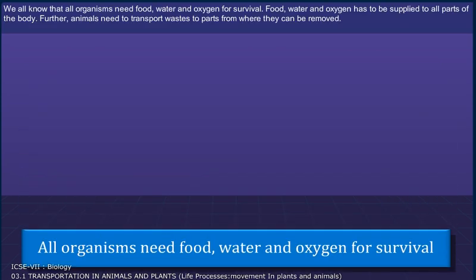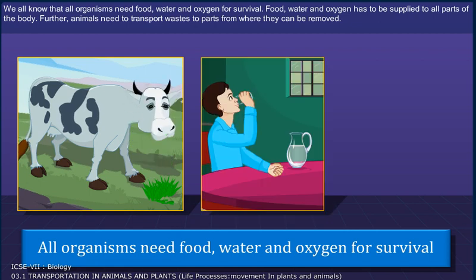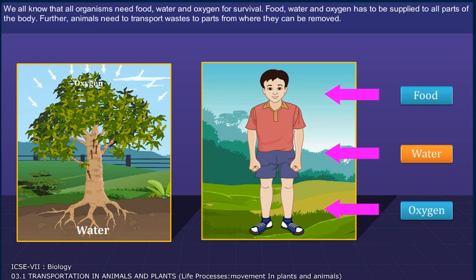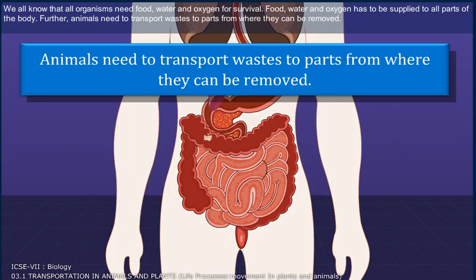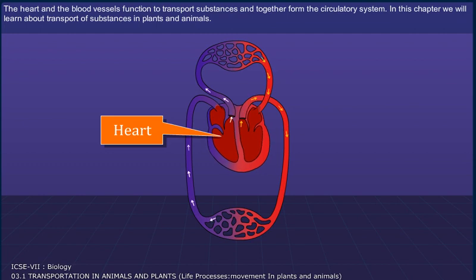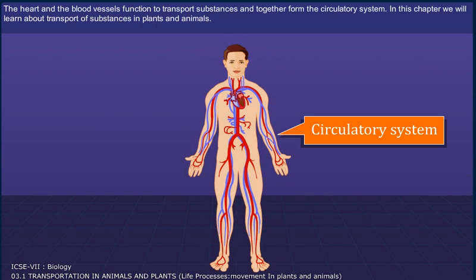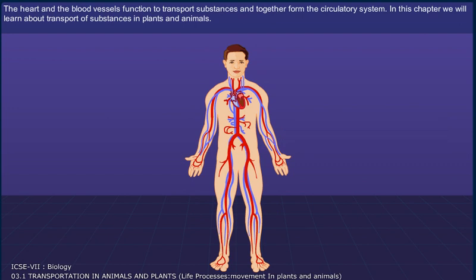We all know that all organisms need food, water, and oxygen for survival. Food, water, and oxygen have to be supplied to all parts of the body. Further, animals need to transport wastes to parts from where they can be removed. The heart and the blood vessels function to transport substances and together form the circulatory system. In this chapter, we will learn about transport of substances in plants and animals.